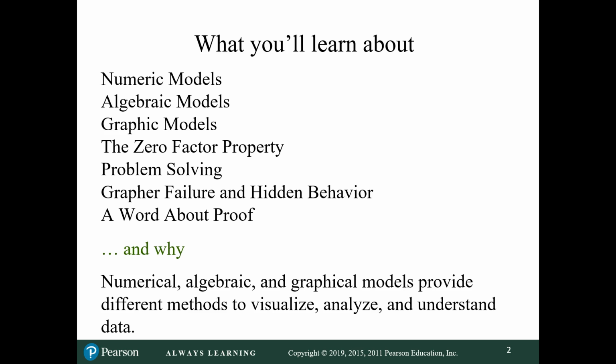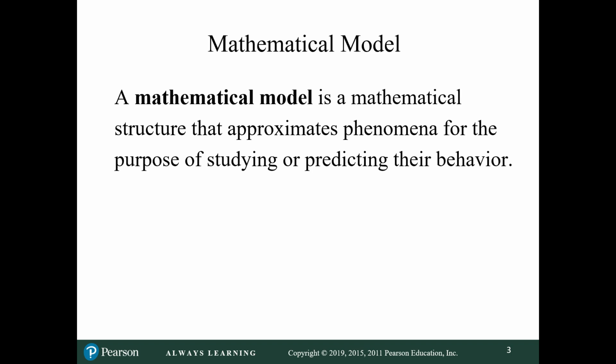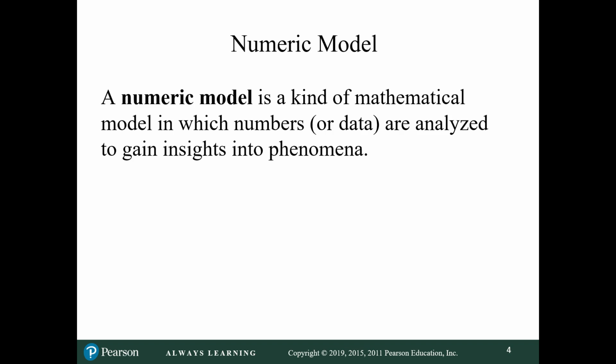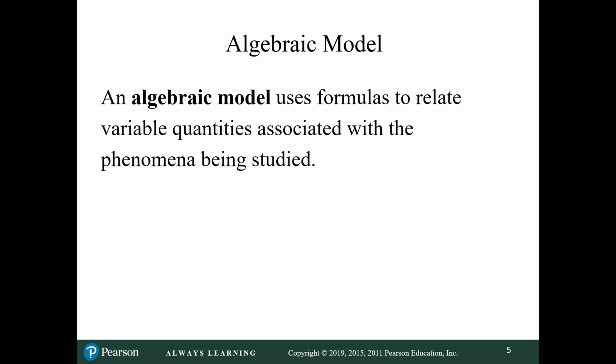Why? Because these models provide different methods to look and understand data. A mathematical model is a model that approximates phenomena for the purpose of studying and predicting behavior. Don't worry about taking notes on this. You do not need to know the difference between a mathematical model and a numeric model. A numeric model is a kind of mathematical model in which numbers are analyzed to gain insights. And an algebraic model uses formulas to relate variable quantities associated with each other.